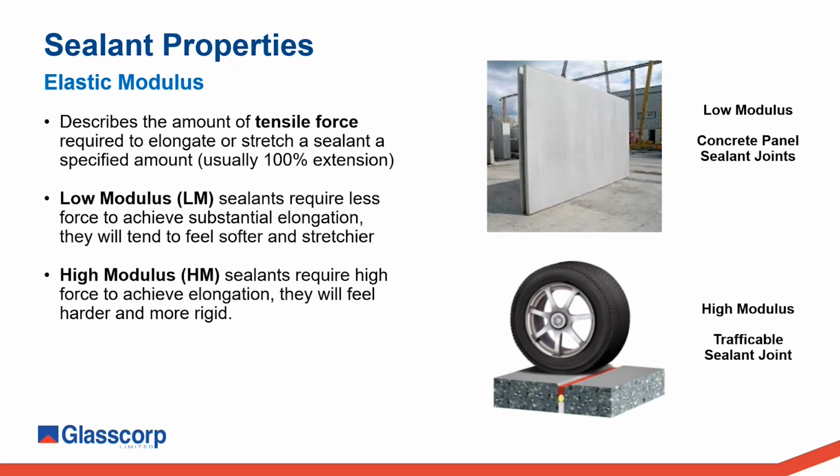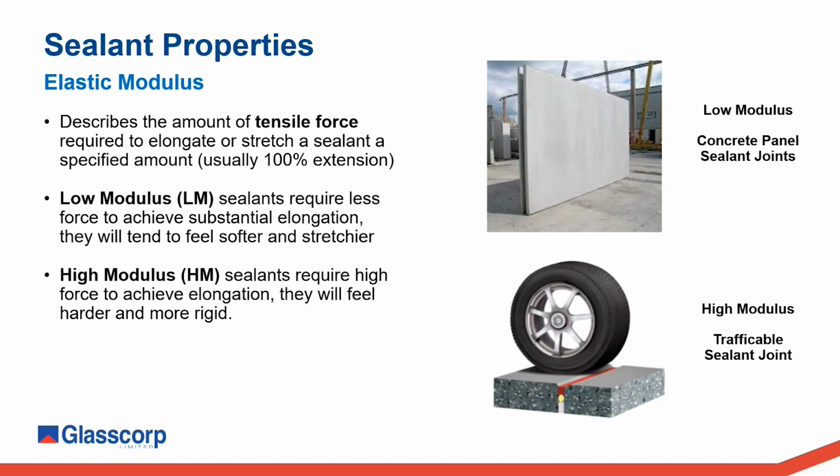Sealants are often referred to as low modulus or high modulus, but what does that term actually mean? So when we talk about the modulus of a sealant as a physical property, most often we're referring to the elastic modulus or the modulus of elasticity. The elastic modulus of a sealant is a value which describes the amount of tensile force required to stretch or elongate a sealant. So low modulus sealants require less force to achieve substantial elongation. As a result, they will tend to feel softer and stretchier.